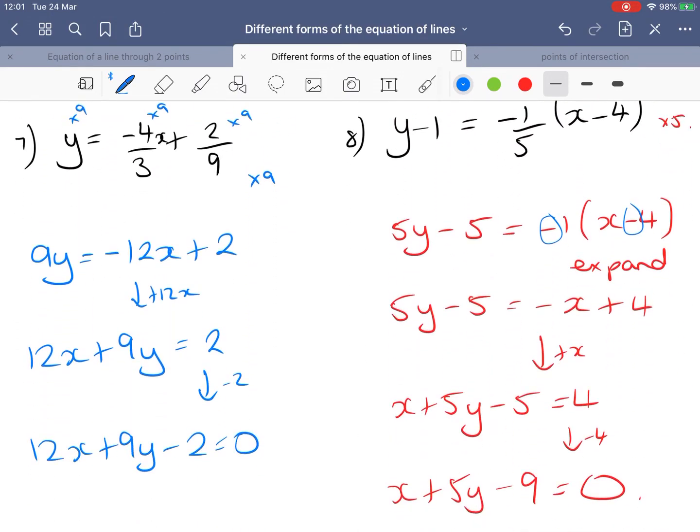And the final one, number 7, multiply through by 9 and rearrange. And again, I decided to multiply by 5 first and then expand the bracket. And again, the biggest mistake would be here. Minus 1 times minus 4 is plus 4.